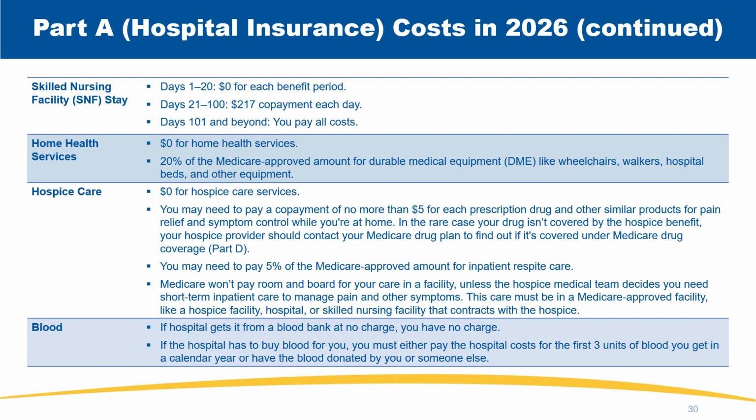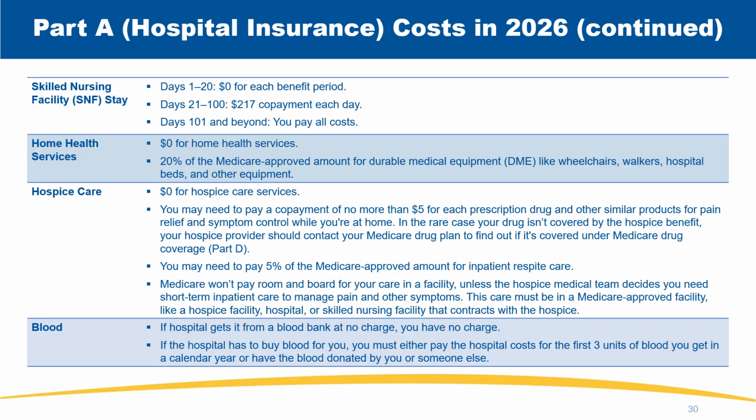Part A hospital insurance costs in 2026 continued. Skilled nursing facility stay. Days 1 through 20, you'll pay $0 for each benefit period. Beyond day 20, you'll have a copayment for each day. Beyond day 100, you pay all costs. Home health services, $0 for home health services. The only person that can qualify you or certify you to need home health services is your treating doctor, primary doctor or treating doctor.